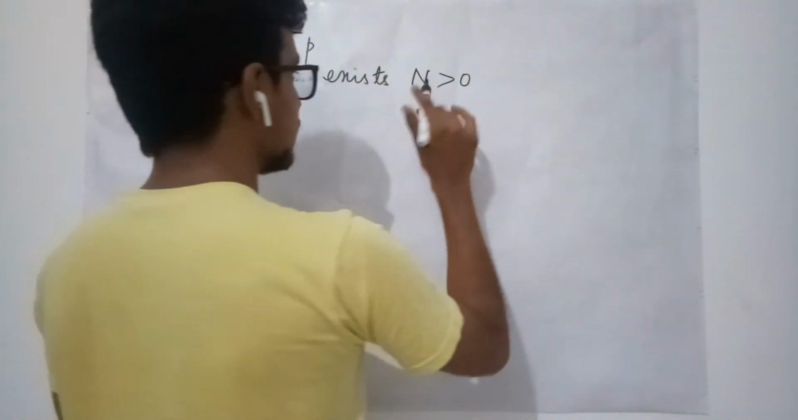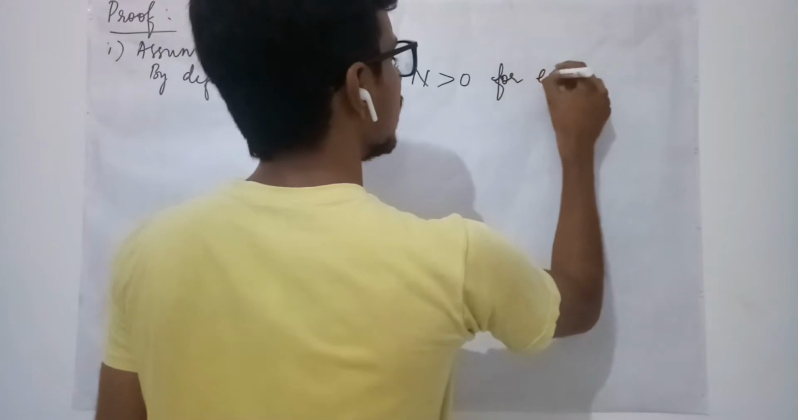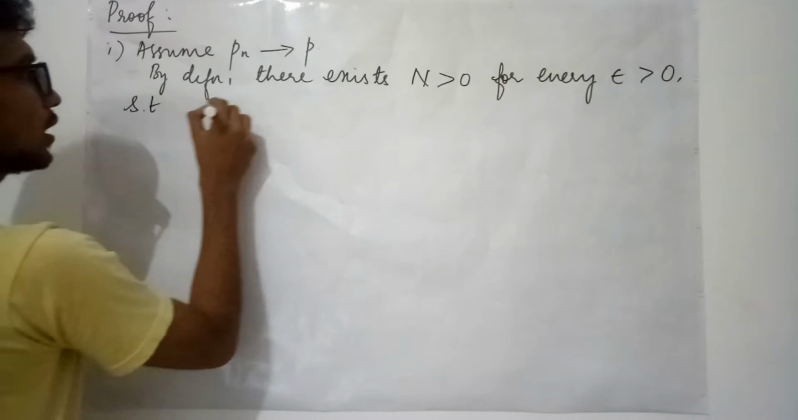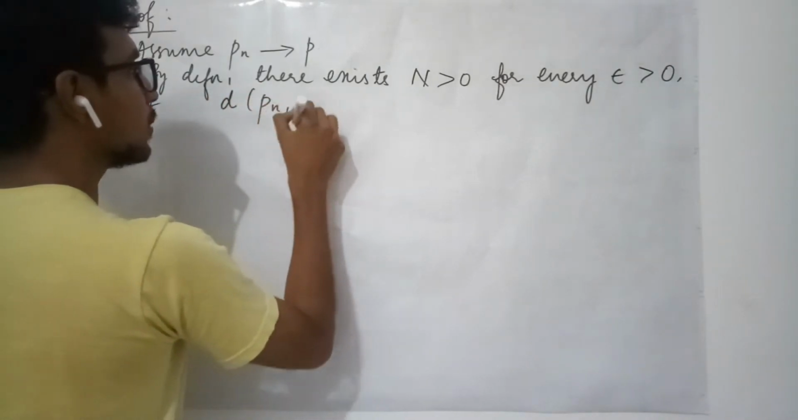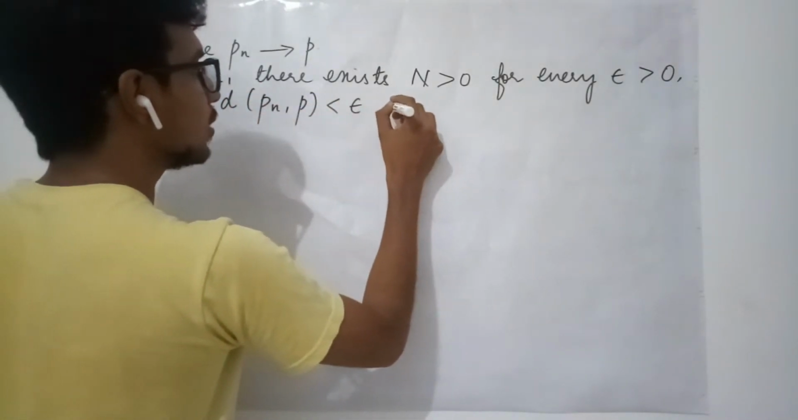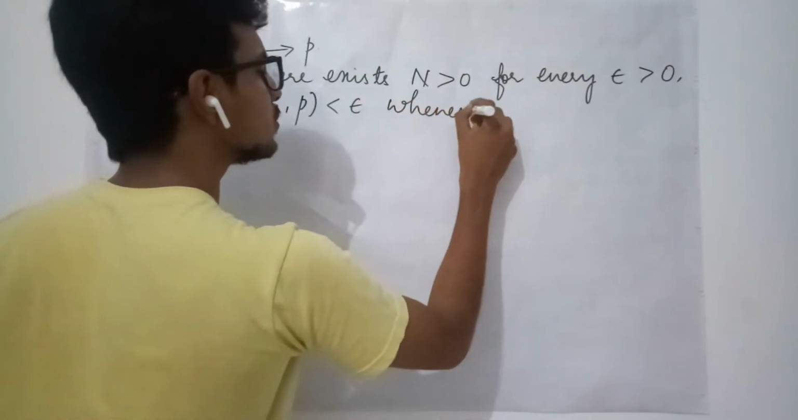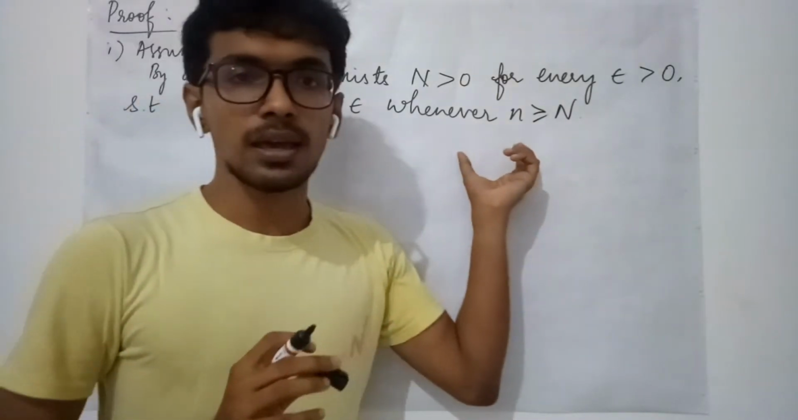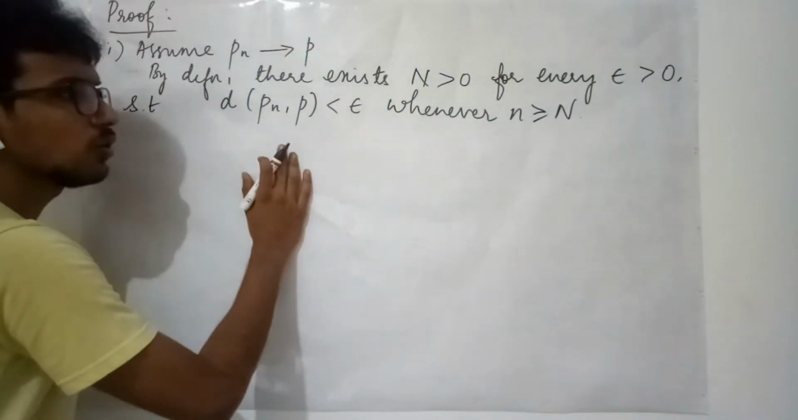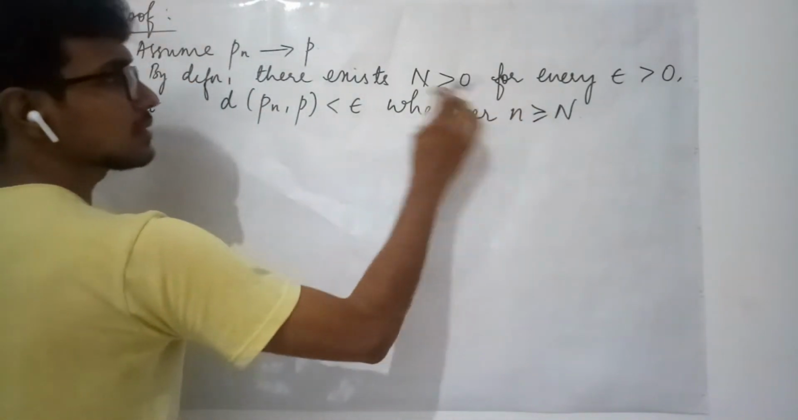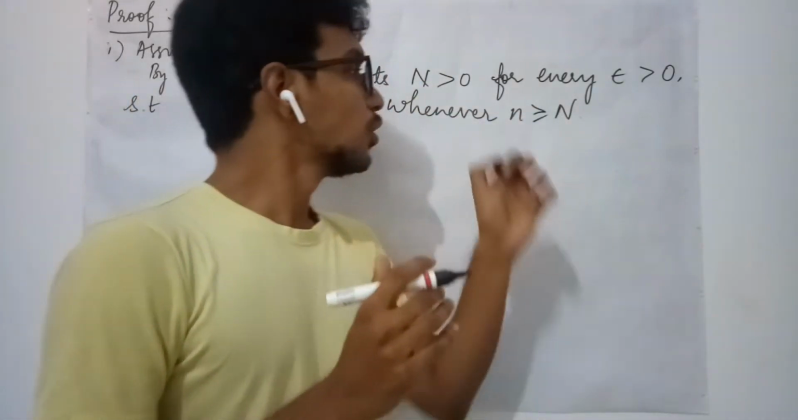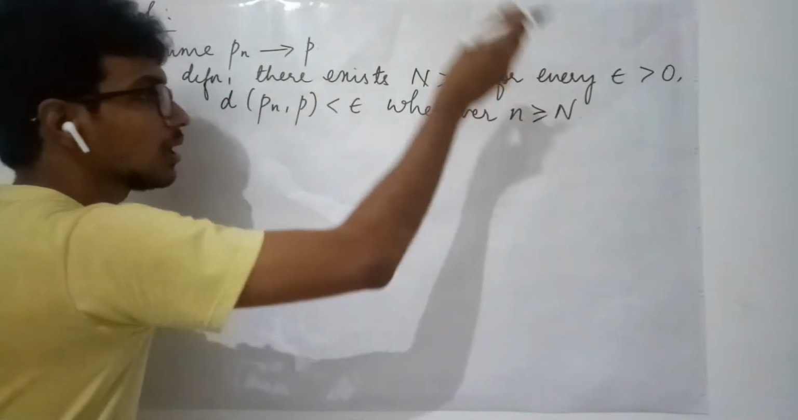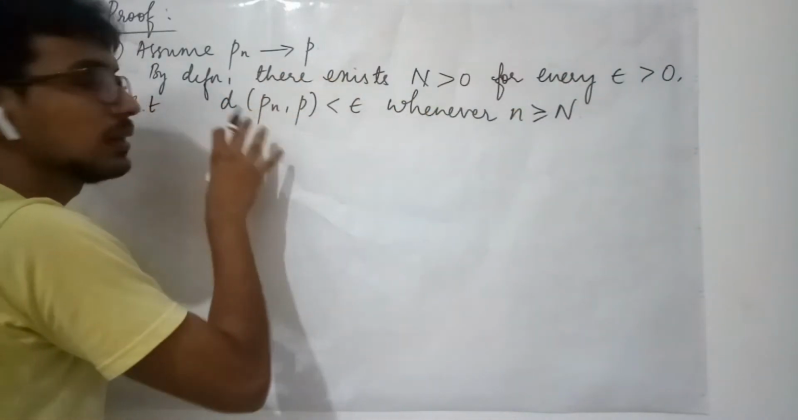There exists some stage N for every epsilon greater than 0 such that d(Pn, P) is less than epsilon whenever n is bigger than or equal to N. When this is the case, this is going to happen. Now, you see, here we have fixed some N. Till that N, you do not know what is going to happen, but after this N, all those points are to be collected in this.